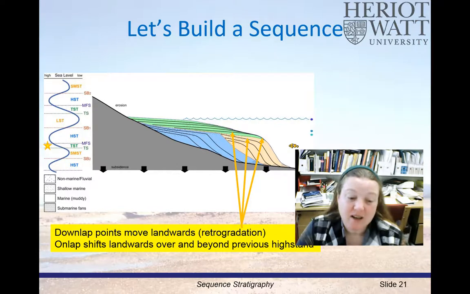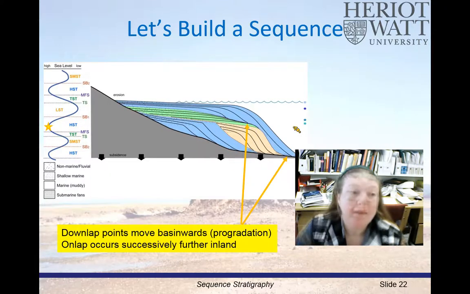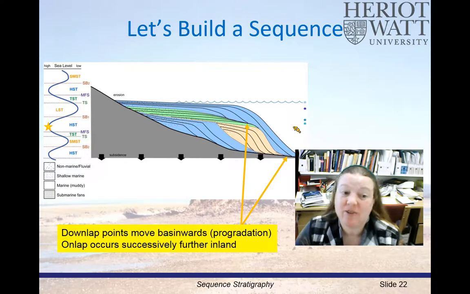Transgressive systems tracts are characterized by condensation, increased organic activity, current activity, and carbonate content. The onlap points migrate landwards until they overtake the previous high stand onlap locations. The maximum flooding surface at the top of the transgressive systems tract is the maximum landward point of marine migration and is represented by the last flooding surface parasequence boundary, where retrogradation is occurring before progradation begins in the high stand systems tract. You can see that with the high stand, the downlap points again are migrating basinwards, while the onlap is continuing to rise and move landwards, although more slowly than before.